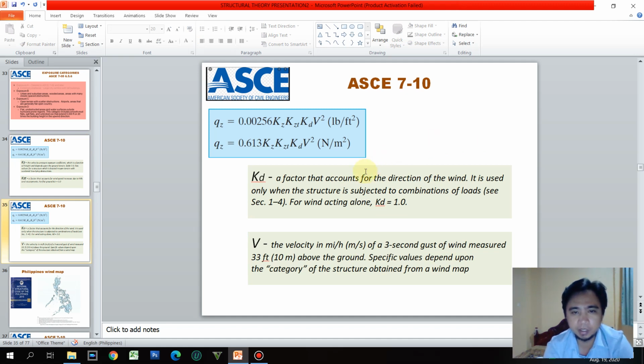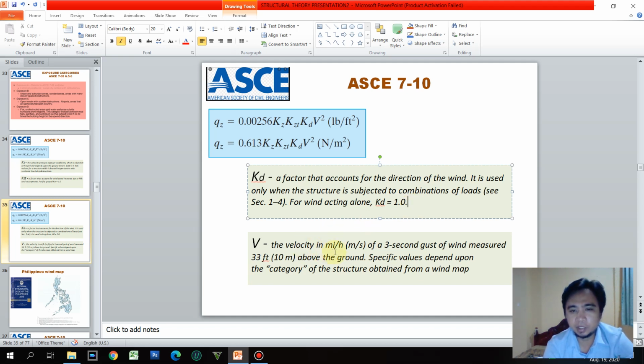So now KD is a factor that accounts for the direction of the wind. It is only used when the structure is subjected to combinations of load. For wind acting alone, KD is equal to 1.0. Okay, so take note of that. If the wind load is not combined with any other loading, then set KD equal to 1.0.